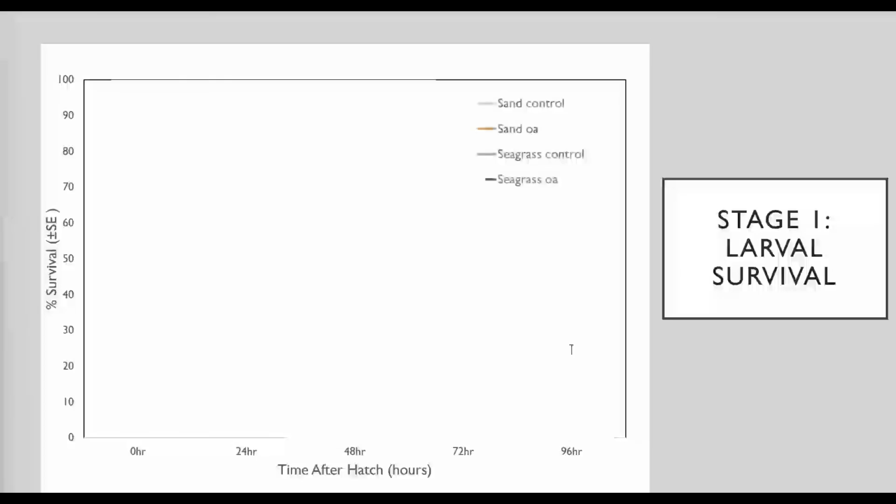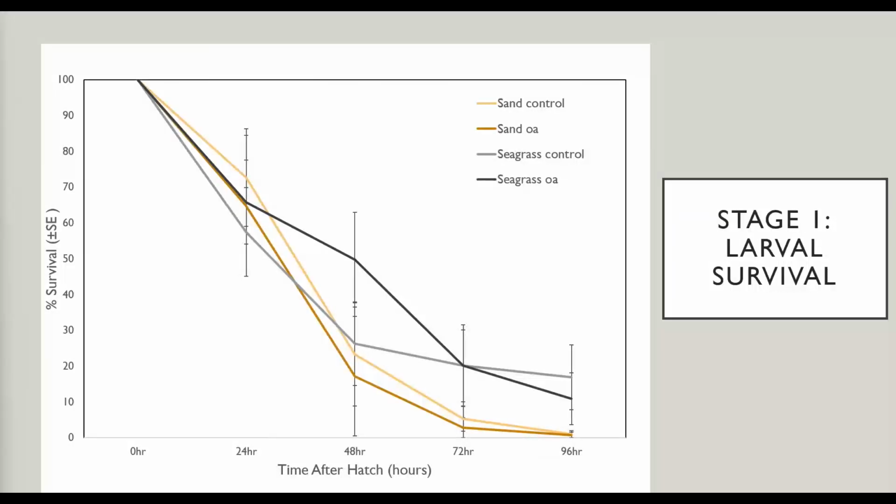Okay. So this is looking at stage 1 larval survival, and we only have stage 1 as of right now. We're still looking at the other stages of larval development to see how they did survive, if there was any. But overall, this was recorded at 0, 24, 48, 72, and 96 hours, like I had mentioned before. What I want everybody to get from this graph is that we see better larval survival in that seagrass reduced pH treatment than the sand.